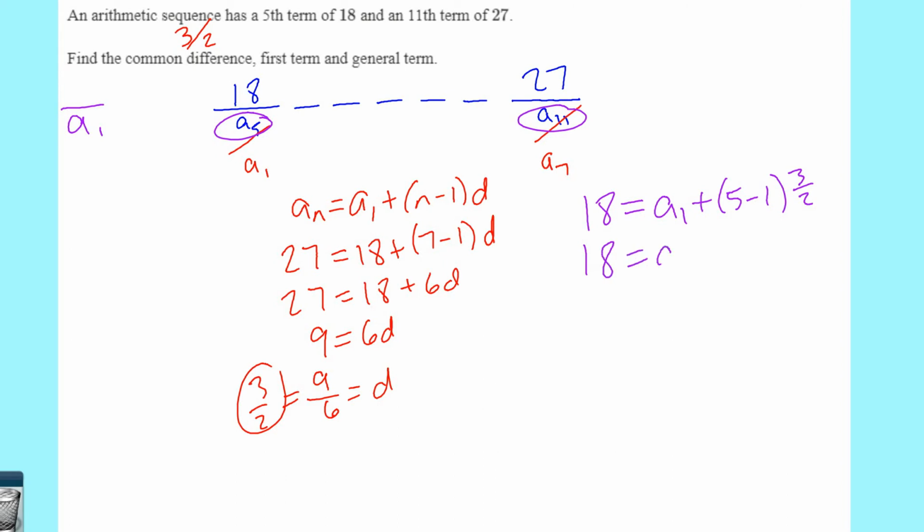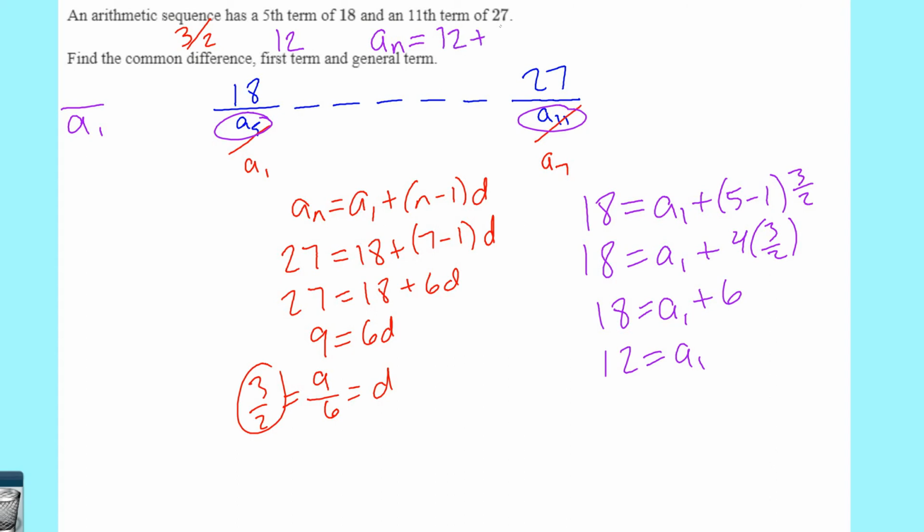So we get 18 equals the first term plus 4 times 3 over 2. 4 times 3 over 2 is just 6. 18 is the first one plus 6. So the first term is 12. And then a general term is just the nth term. So it wants to know what the equation is. To find the nth term, we take the first term, which is 12, plus n minus 1 times our difference. And there's our final answers. Okay?